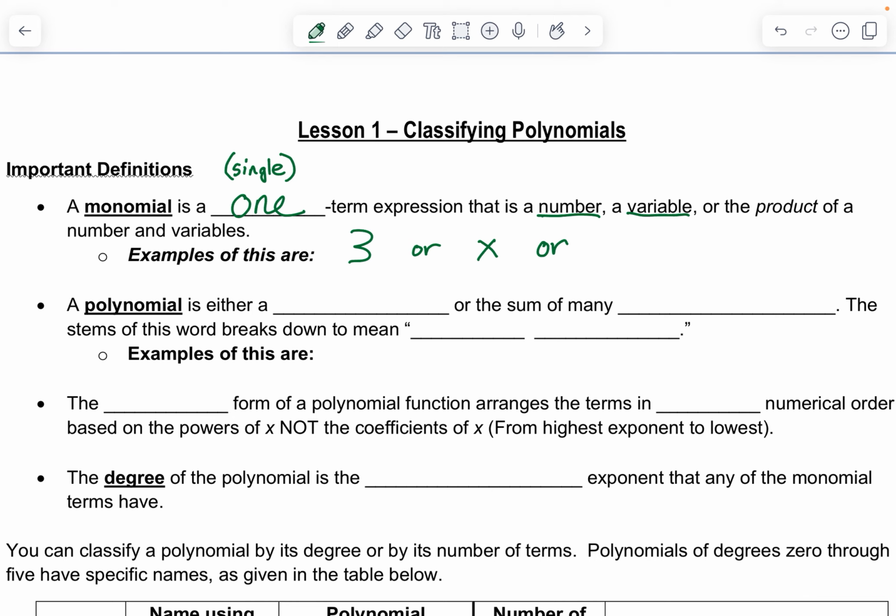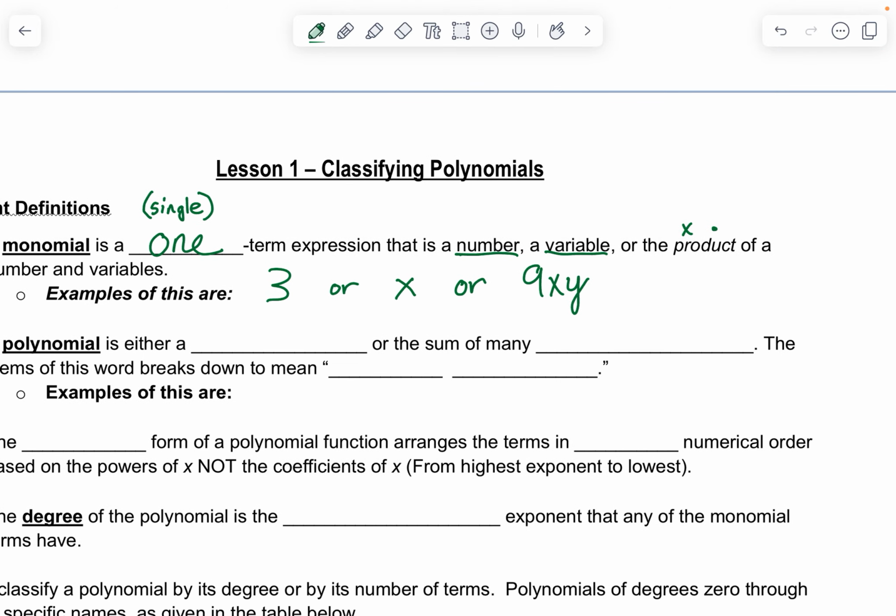Or the product of a number and variables. Remember, product means multiplication, okay? So you've got your times or your dot. That could look like something like 9xy. Remember, when I write 9xy, that's 9 times x times y. It's all multiplication. That would still be a monomial. I could even have something kind of crazy, like 100xyzabchjk, whatever. If that's all multiplication, that is still just a one-term monomial.